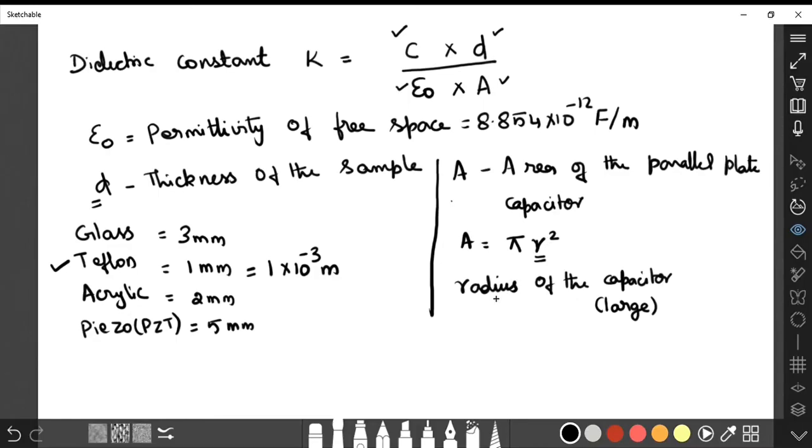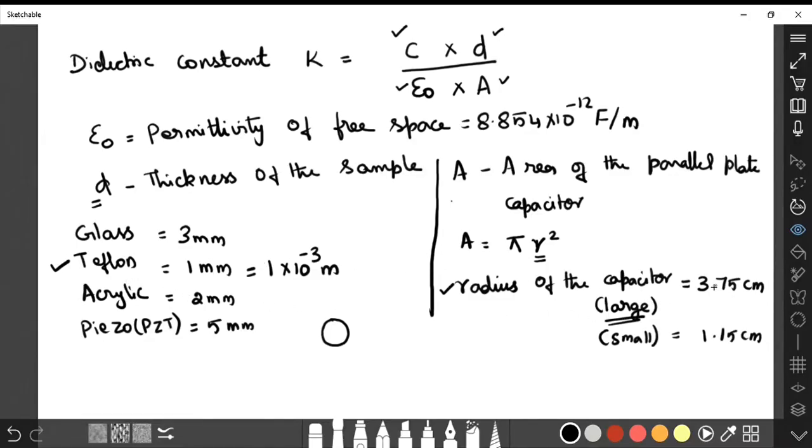For example, for Teflon, it is the bigger size. For the large one, the radius is 3.75 centimeter. If you are using piezoelectric material, the size of the capacitor is small. So for the small one, the radius of the capacitor is equal to 1.15 centimeter. Whichever you choose for your experiment, that value is to be substituted here. In this experiment I have chosen the large one, and I used the Teflon sample. So only the large radius I have to consider.